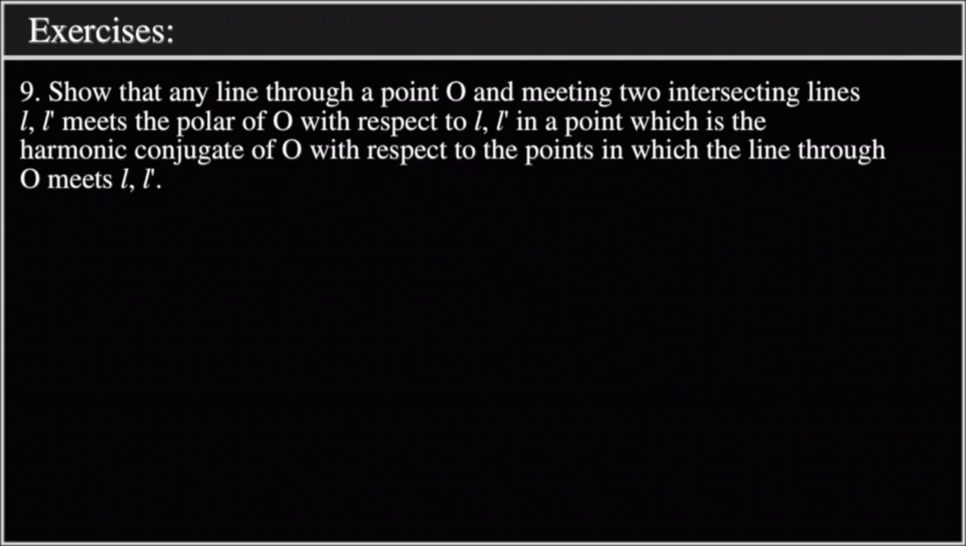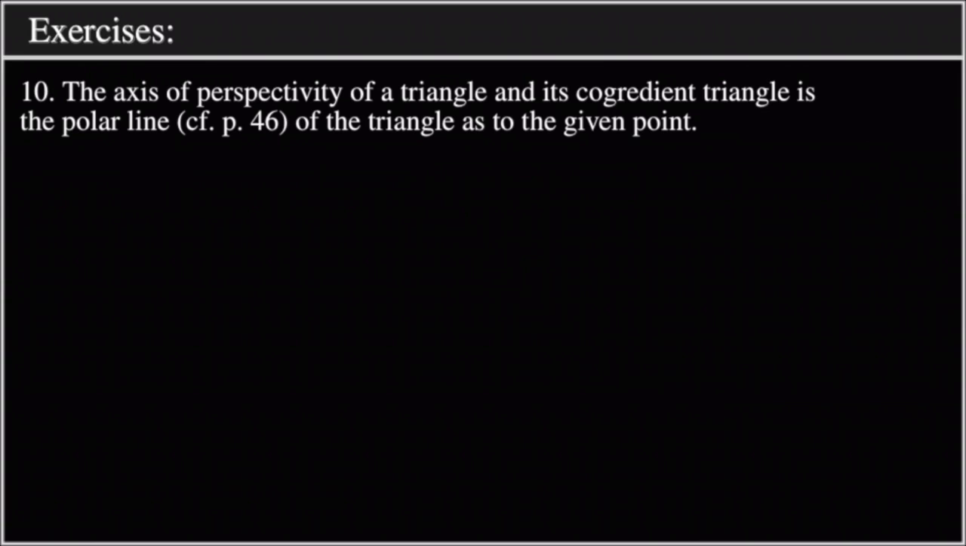9. Show that any line through a point O and meeting two intersecting lines L and L' meets the polar of O with respect to L, L' in a point which is the harmonic conjugate of O with respect to the points in which the line through O meets L, L'. 10. The axis of perspectivity of a triangle and its cogredient triangle is the polar line, see page 46, of the triangle as to the given point.